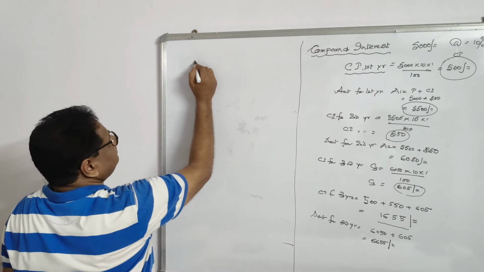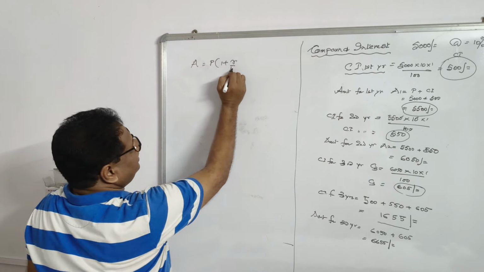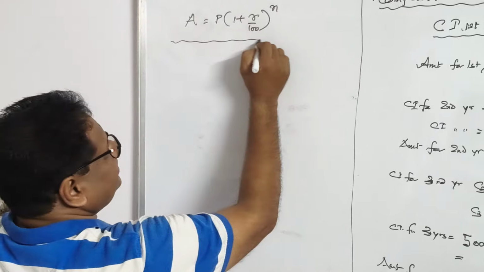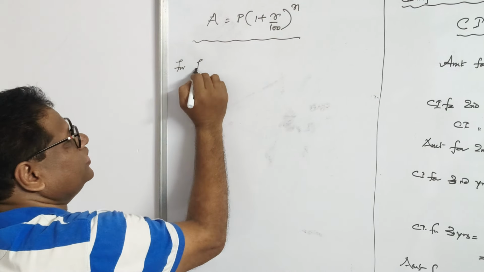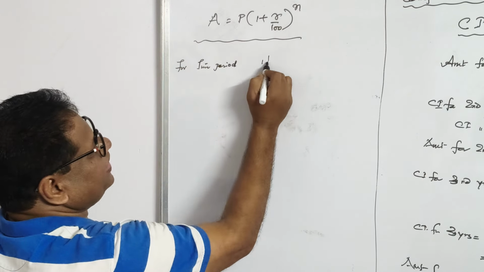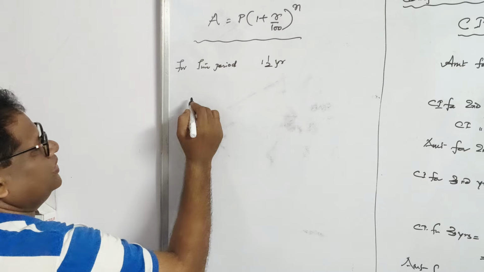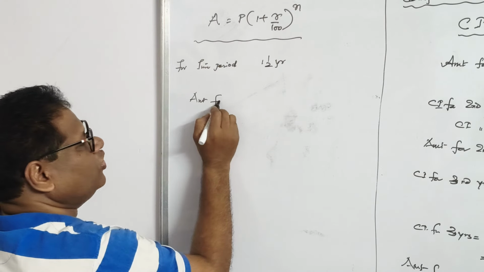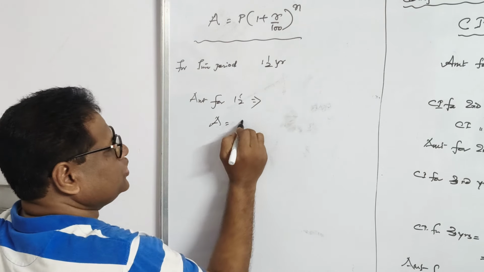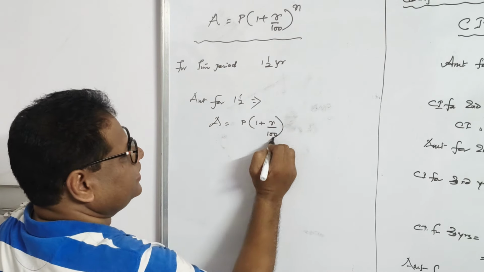Sometimes we have the expression, suppose in the same formula P equal to 1 plus R by 100 to the power n. Okay. There might be questions, for example, the time period will be suppose 1.5 year. Okay. Then in this condition you have to break up this question. Then the amount for 1.5 year will be like this: A equals P 1 plus R by 100. This is for 1 year.